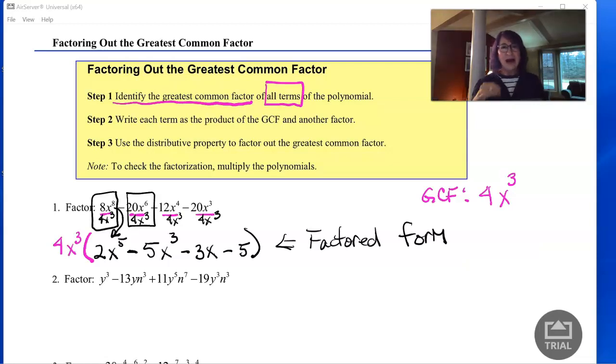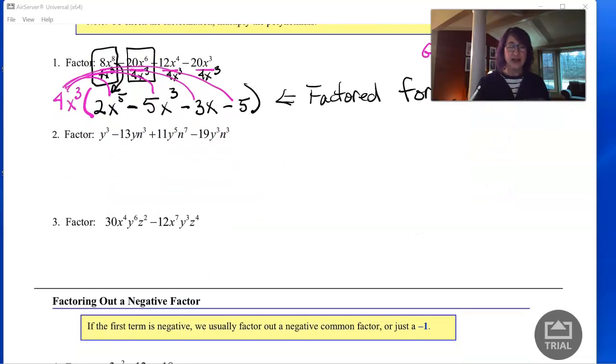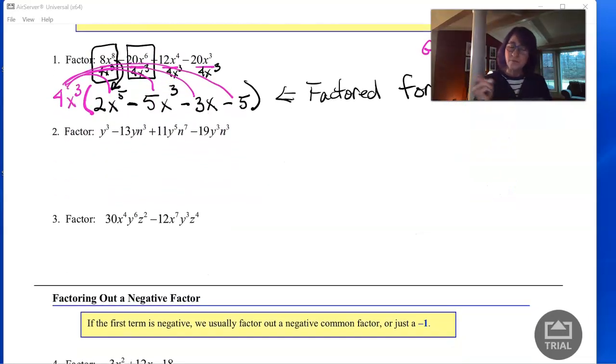Okay? I could check that by taking that pink greatest common factor and multiplying it times each of the terms in my parentheses, and that'll take me right back to my original expression. All right, let's look at the second one.